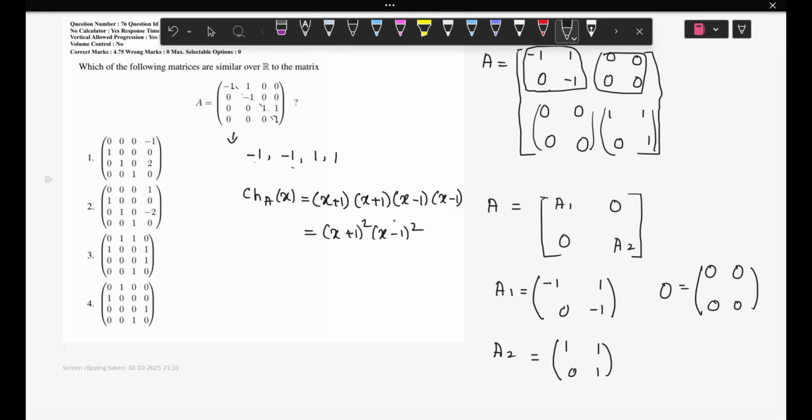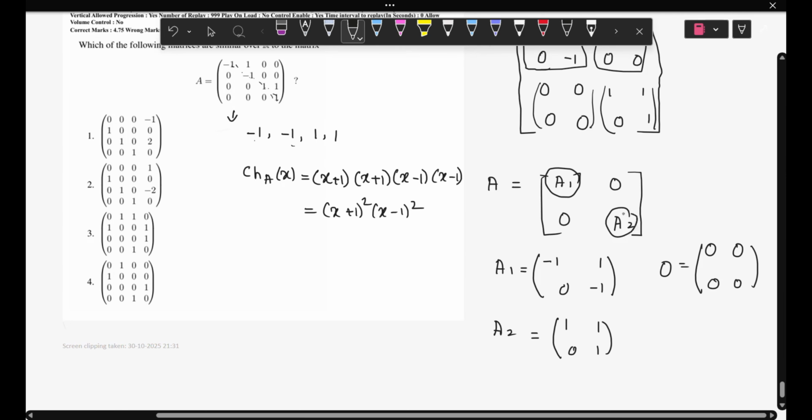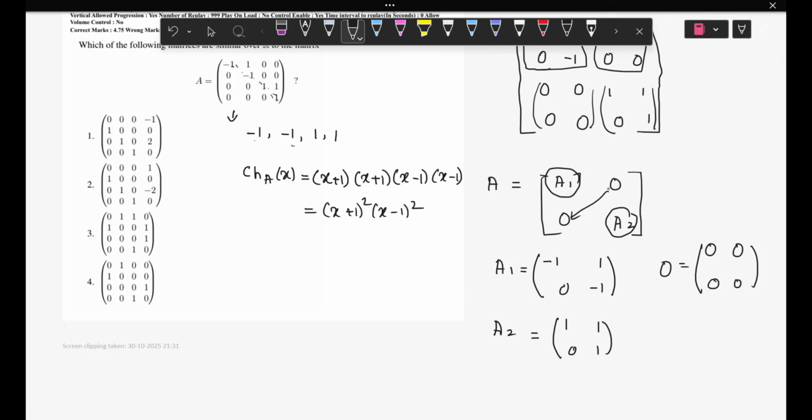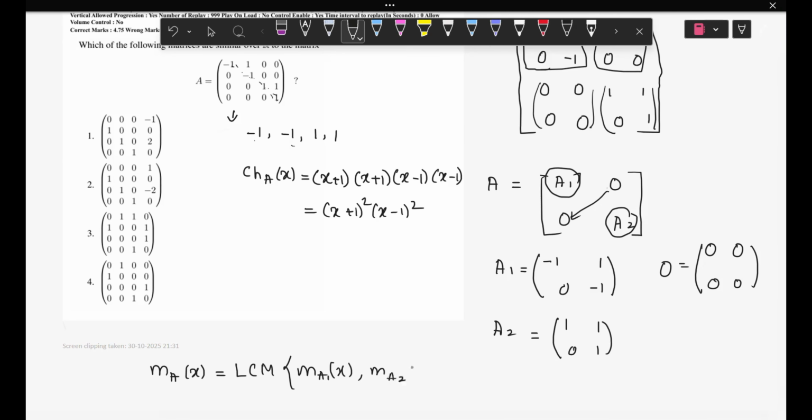Now to calculate the minimal polynomial of A, as you can see, A can be represented as a block diagonal matrix where we have two different blocks A1 and A2, and mind it, this is also a diagonal. This block diagonal matrix is diagonal where the other two parts are 0. In this kind of case, the minimal polynomial of A is actually the LCM of the minimal polynomial of A1 and the minimal polynomial of A2. So I'll calculate the minimal polynomial of A1, I'll calculate the minimal polynomial of A2, and I'll take the LCM. That will be the minimal polynomial of A.